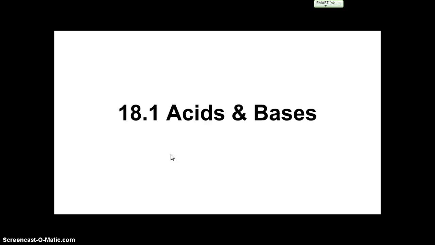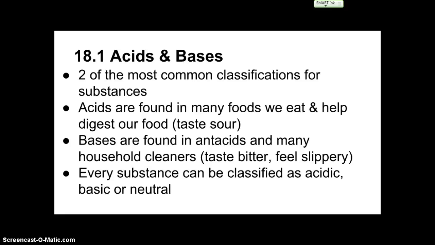So starting out with the basics here, some of the characteristics for acids and bases are that acids tend to be in foods we eat. They help digest our foods, that's stomach acid. Anything that tastes sour has likely got acids in it.